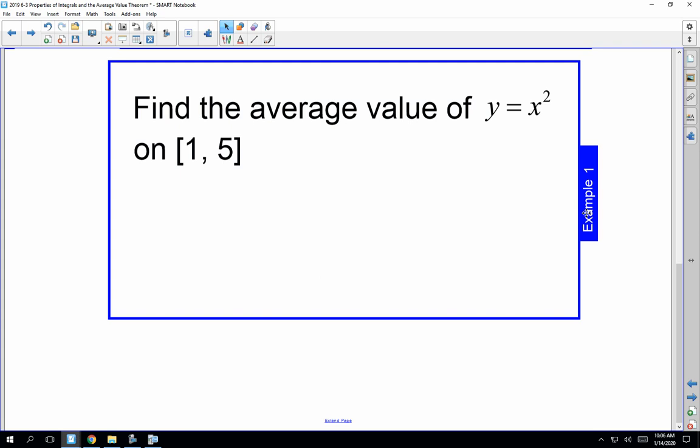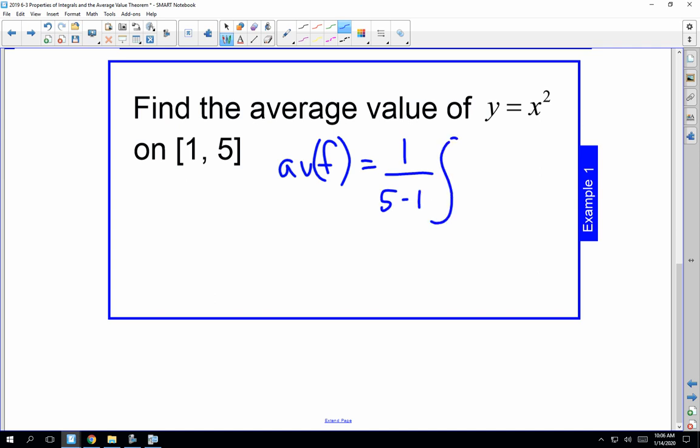If your calculator's handy, what's the formula say? Is x squared a continuous function? Yeah. On a closed interval? Yes. So the average value would be 1 over 4, or 5 minus 1, times the integral from 1 to 5 of x squared dx. We don't know how to find the integral of x squared dx analytically yet. So go ahead and find it on your calculator. What do you get?